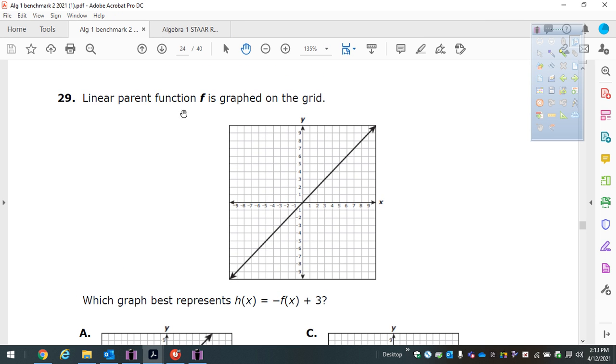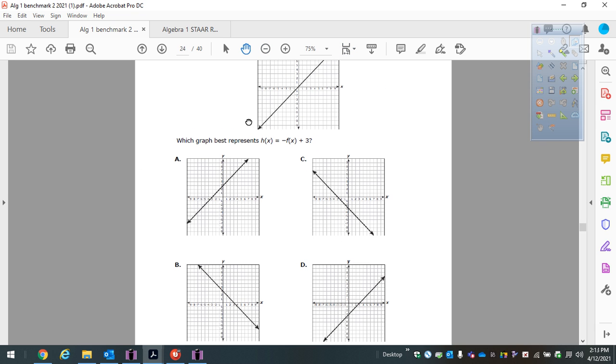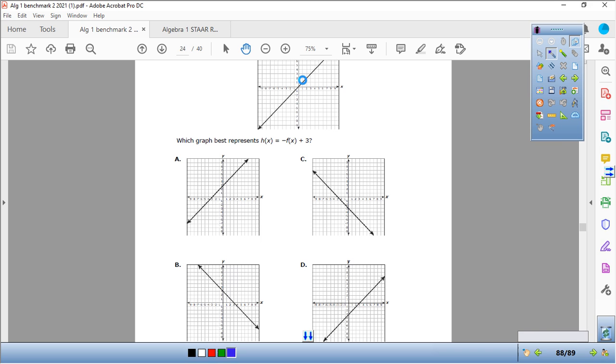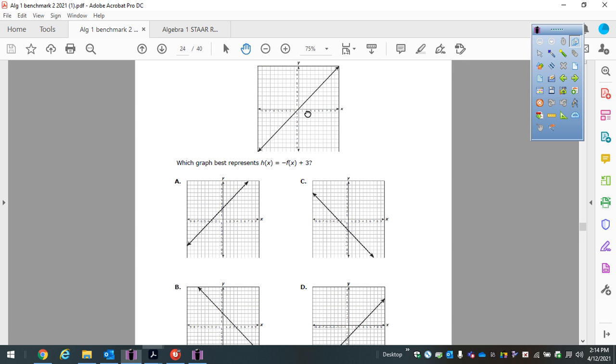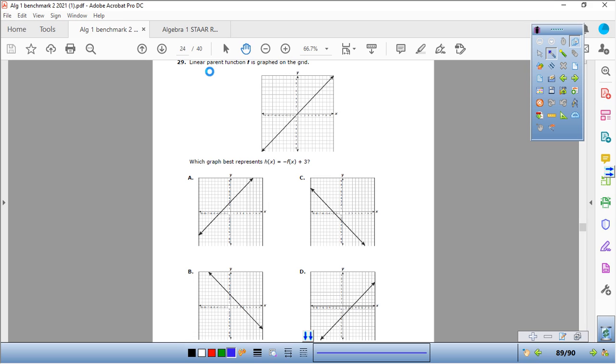Linear parent function. So you need to remember what that one does or is. The parent one for the linear functions is going to be y is equal to x, or f of x is equal to x. That's the parent function. Which graph best represents? Okay, so remember what f of x is. That's equal to your x.